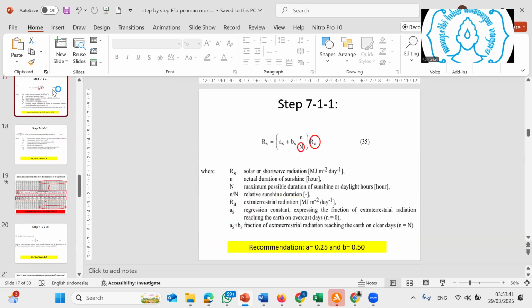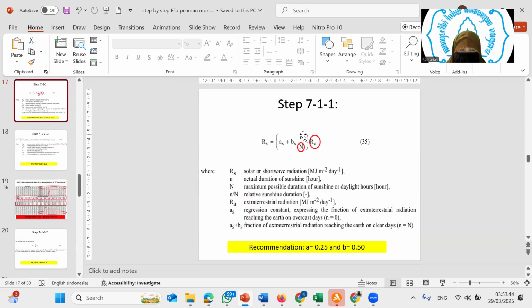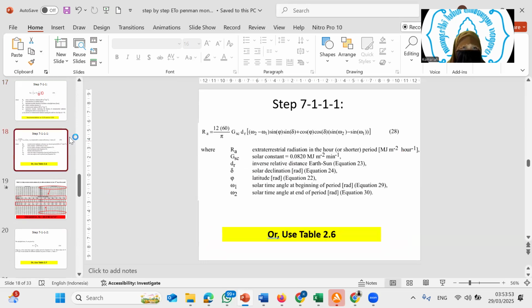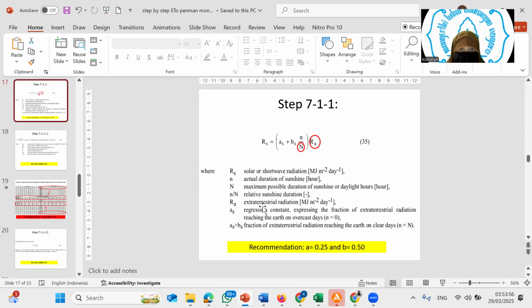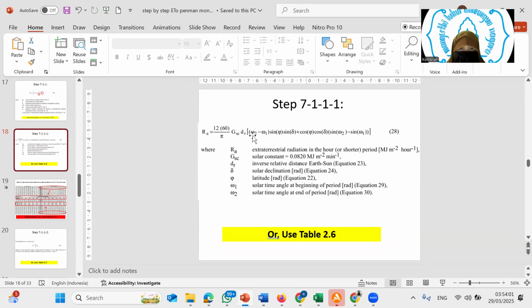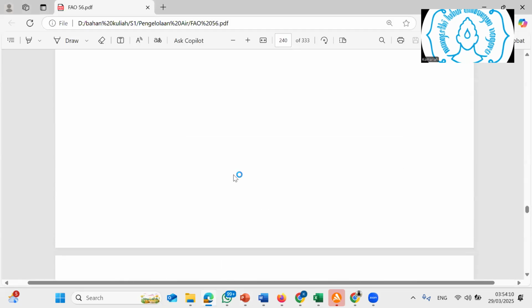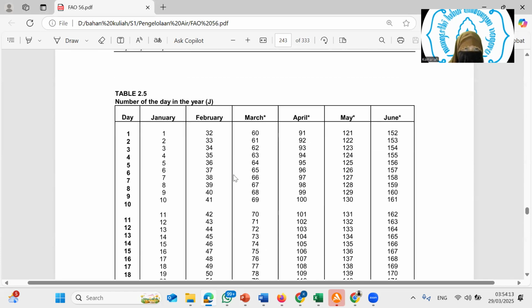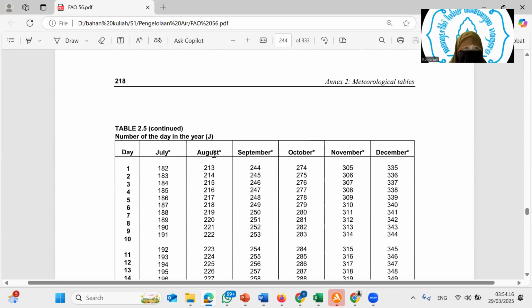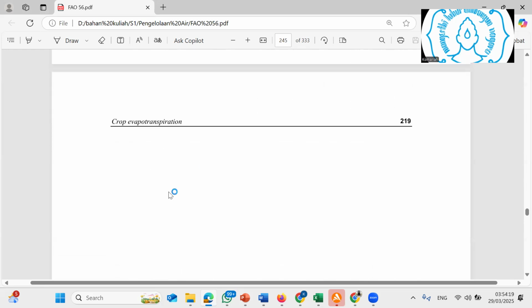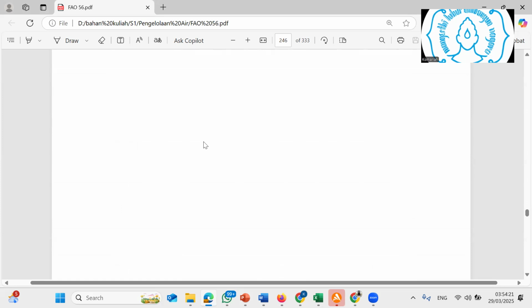Okay, so we got this 9.25, but how much is N? N is the maximum possible duration. Sorry, Ra first maybe. Ra is extraterrestrial radiation. Ra is calculated with this equation, or we can use table 2.6. However, in this handbook, we miss table 2.6 and table 2.7. It goes from 2.5 to 2.8. There is no 2.6, and also no 2.7.